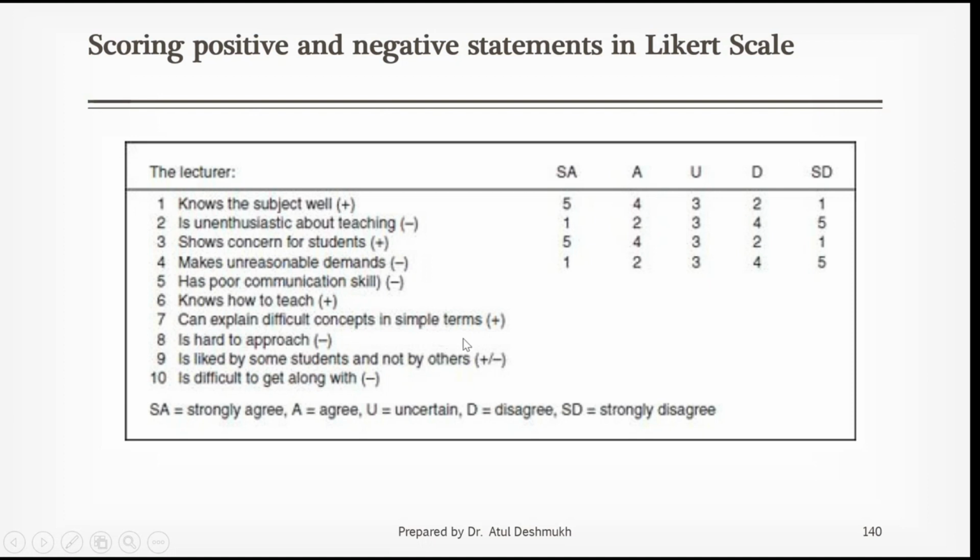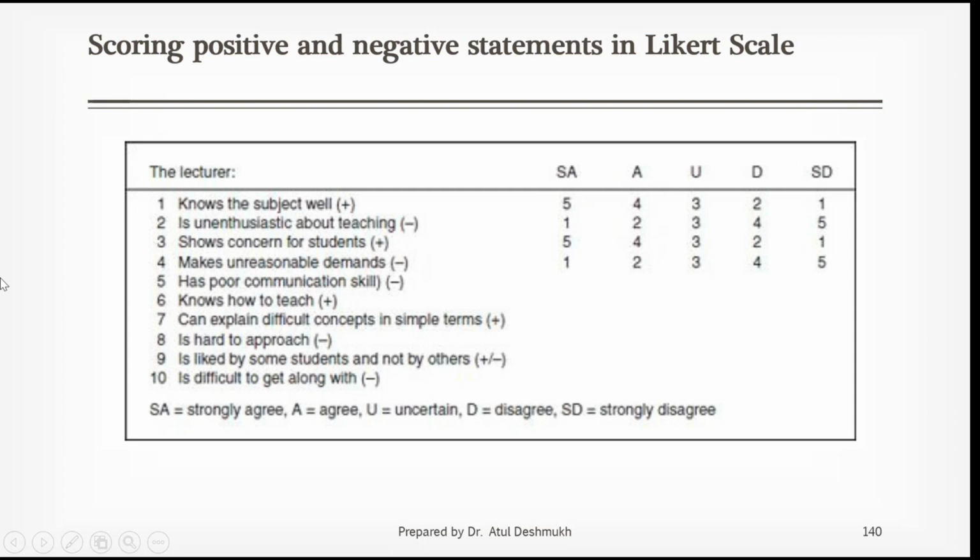Can explain difficult concept in simple terms. Again, it's a positive attitude. Okay, positive aspect of that particular person. Is hard to approach. It's a negative attitude of that particular person or negative aspect of that particular person. Is liked by some students and not by others. It's a neutral. You are not able to decide whether it is liked by some student or not. So it has both positive and negative, and is difficult to get along with.